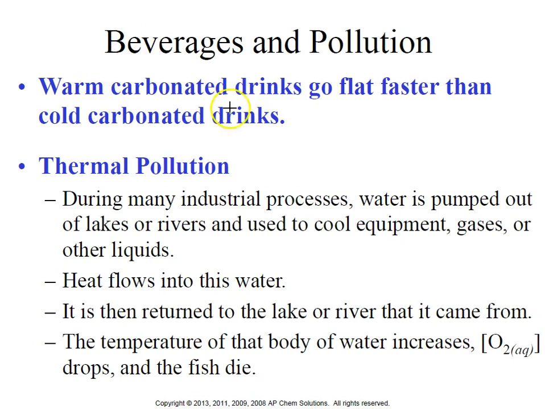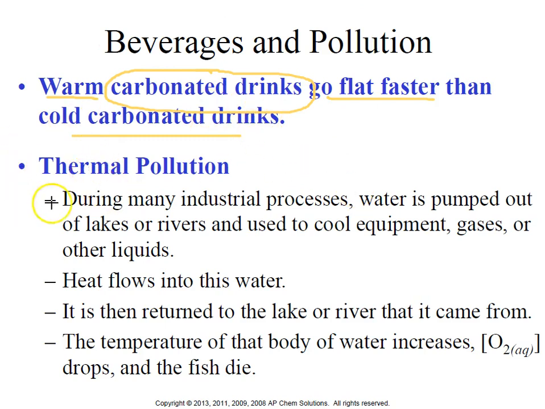Beverages and pollution. Lots of us drink carbonated beverages. Do we ever drink them warm? Not likely, or not preferably, because a warm Coke is going to go flat faster than a cold beverage. As it warms up, the gas dissolved in the Coke that gives it a lot of the flavor and the texture that we prefer is going to leave a lot faster when it's warm.